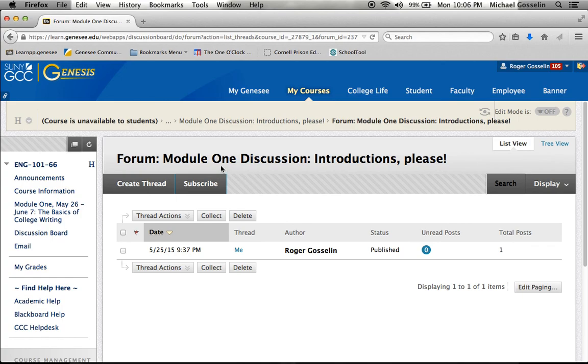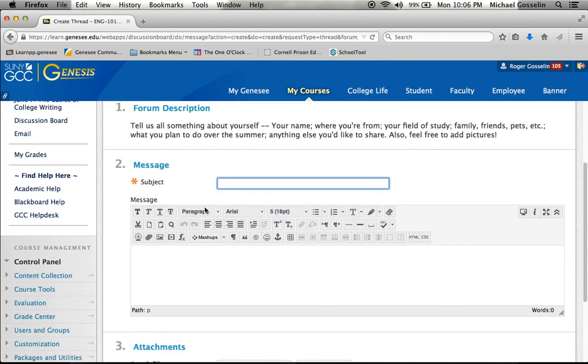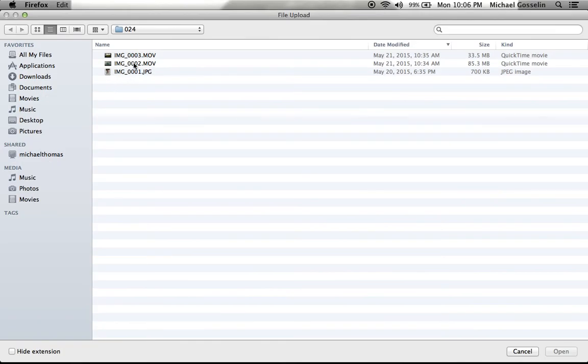You just come over here, and to participate, you go here. Create thread. Text box. Put your title whatever you want, and your text box is here. If you'd like to put pictures, this little thing, I'll show you how this works. Click on pictures, and it'll take you to your computer, browse. Let's go here.